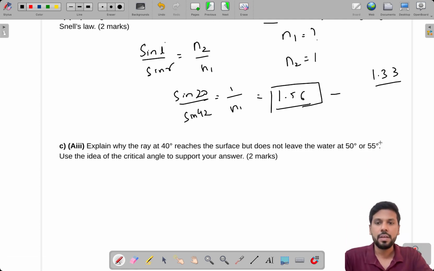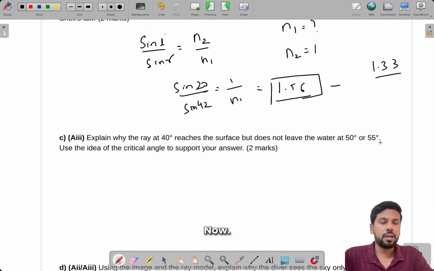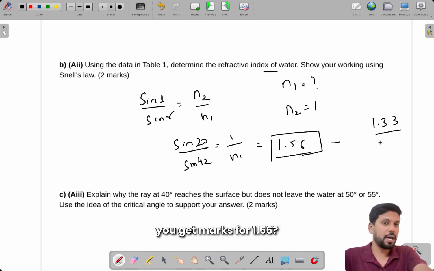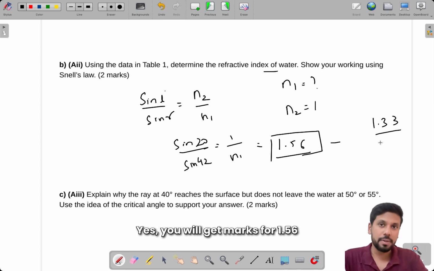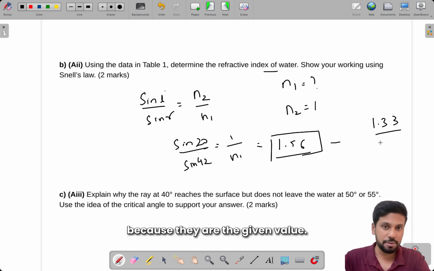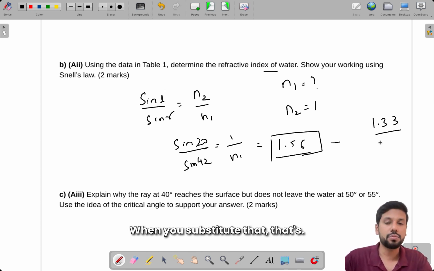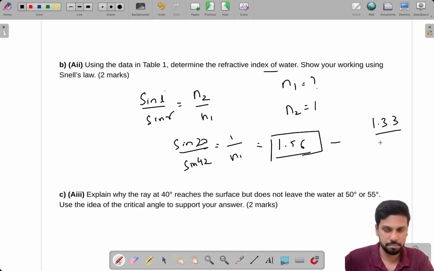Understand that. Now you might think, will you get marks for 1.56? Yes, you will get marks for 1.56 because they are the given values. When you substitute that, that's what you are going to get.